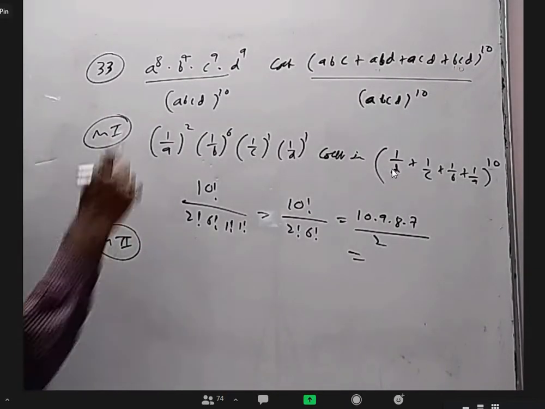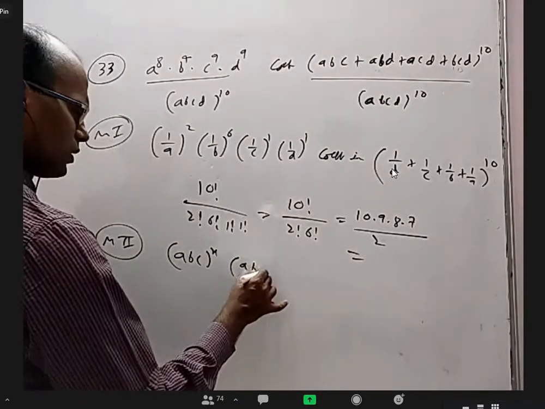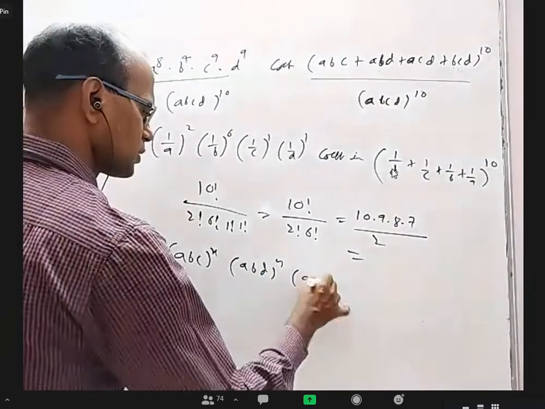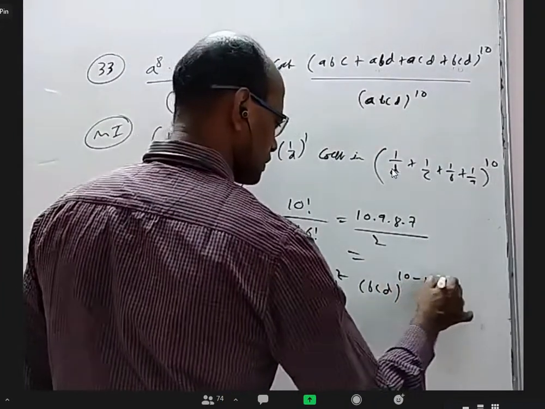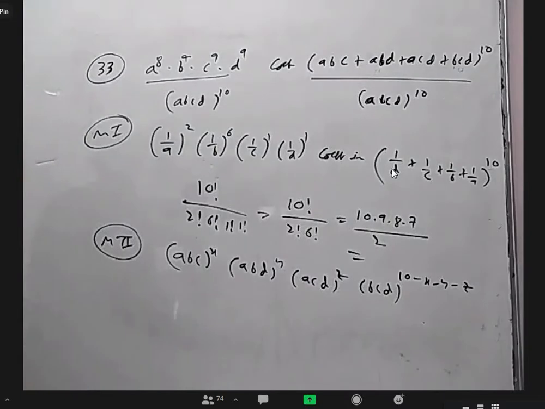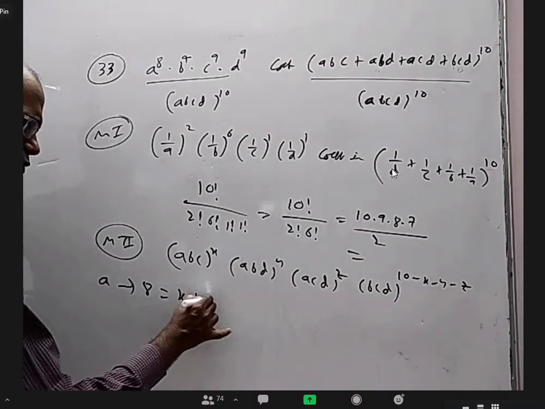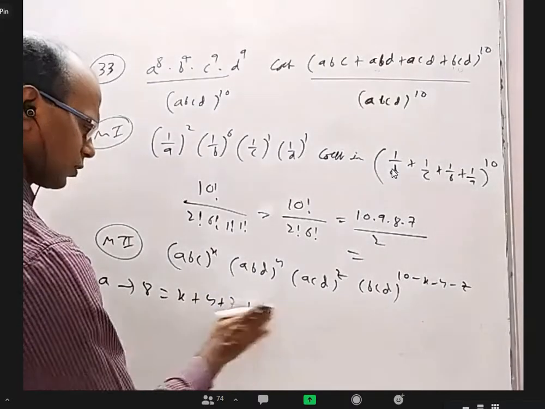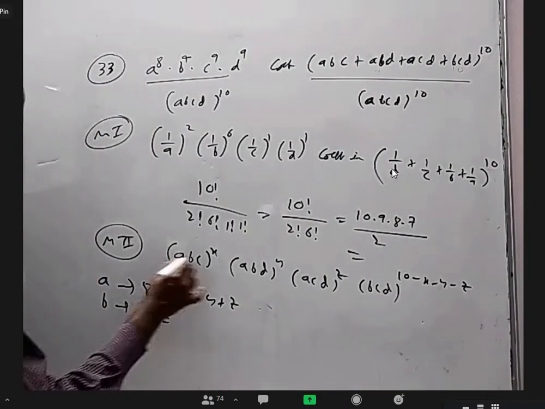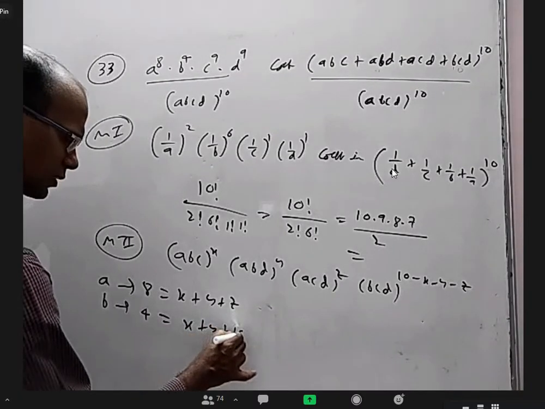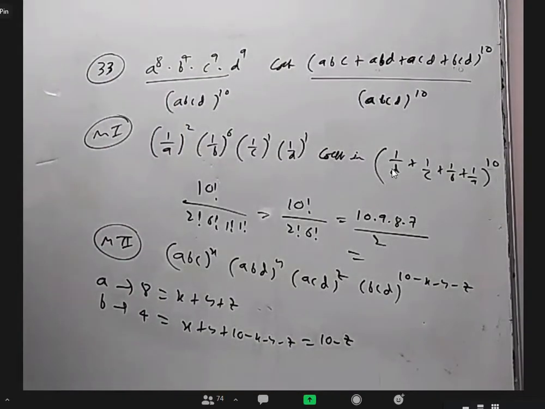Okay, method 2, as somebody suggested, we take ABC whole power x, ABD whole power y, ACD whole power z and BCD whole power 10 minus x minus y minus z. Then when you take power of A, you will get 8 is equal to x plus y plus z. But when you take B, it will be 4, that is x plus y plus 10 minus x minus y minus z, which is going to be 10 minus z. So directly we'll get z equal to 6.